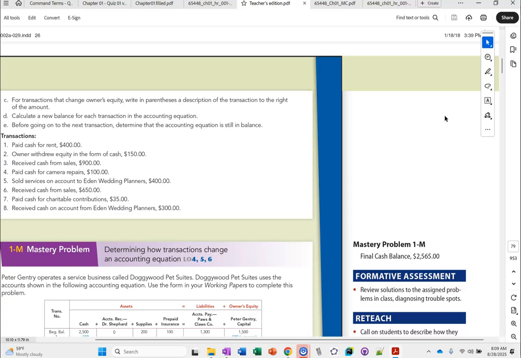Yes, sir. Page 26 is what we're looking at. It runs on to 27 though. The problem starts on 26 and then continues on to 27. So the transactions, I think, are all on 27. I just scrolled down to get to one.